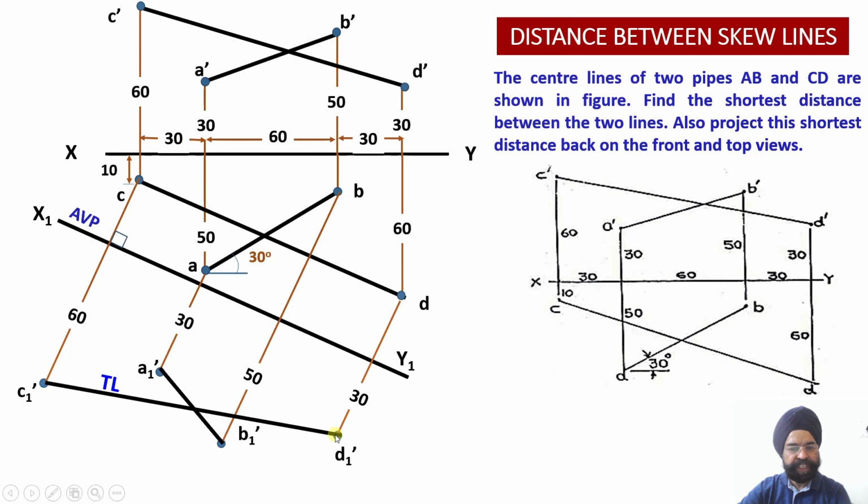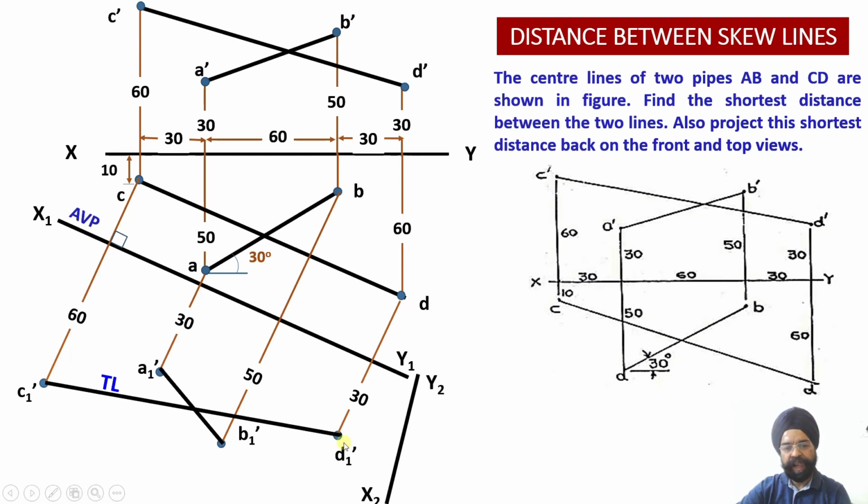And having obtained this true length, I am going to do the same thing as we did in the previous case. I am going to extend it a little bit and then draw another plane, the auxiliary plane AIP, which will be perpendicular to this true length.